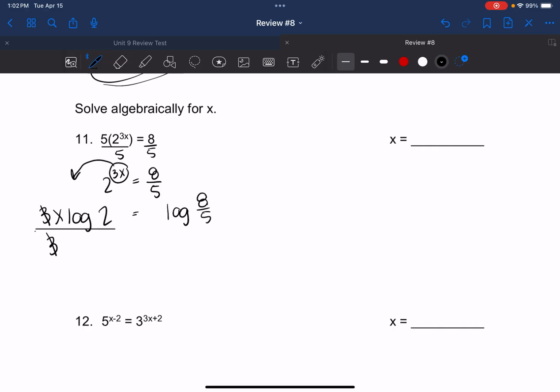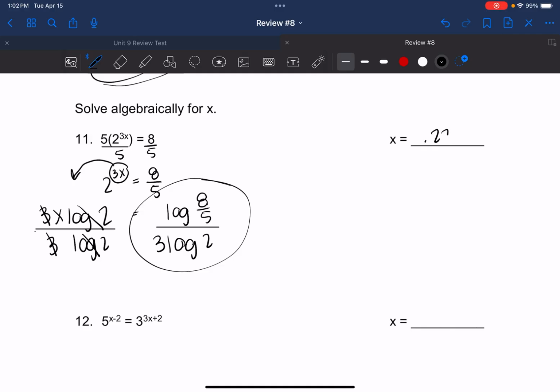I'm trying to get x by itself, so I'm going to divide by the 3 so that these will divide out, and I'm going to divide by log of 2 so that these will divide out. I've got to do the same over here on this side. And I would just type this into my calculator to get my solution for x. So x ends up being 0.226 if we round to 3 decimals.